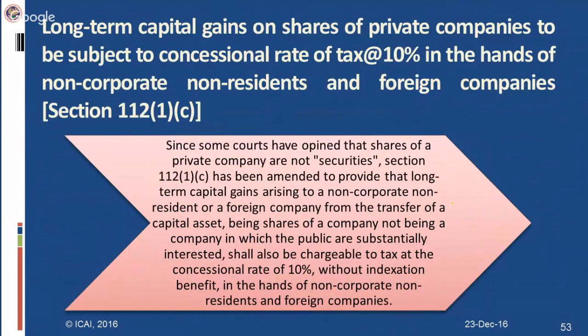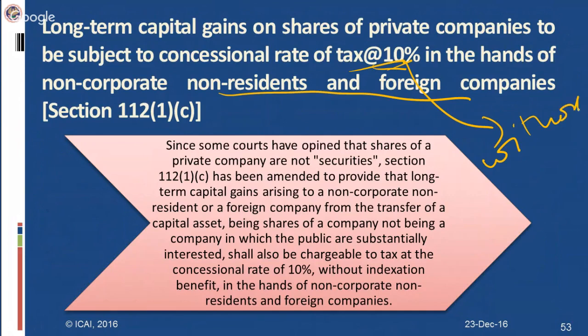Long-term capital gains on shares of private companies to be subject to 10% tax at a concessional rate of 10% in the hands of non-corporate, non-residents and foreign companies. In this case, as of now also, section 112 prescribes a concessional rate of tax at 10%. This is without indexation, for long-term capital gains arising from unlisted securities. This provision is already there for unlisted securities.